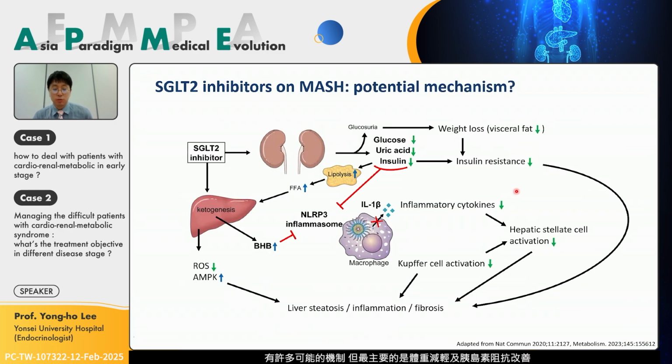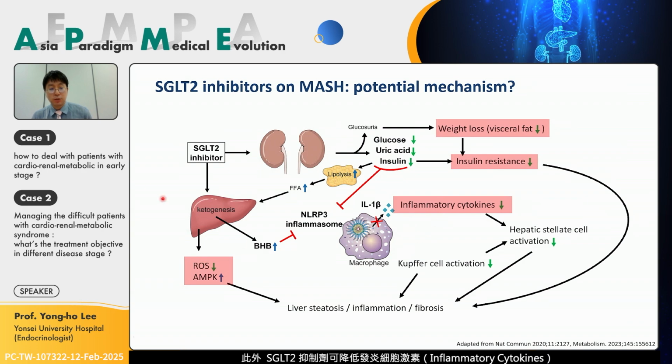There are many, but usually weight loss accompanied by improvement in insulin resistance, and also a decrease in inflammatory cytokines. Also, using SGLT inhibitors can decrease the glucose loading to the liver, which can lead to AMP kinase activation and reduced oxidative stress, leading to improvement in steatosis and inflammation.